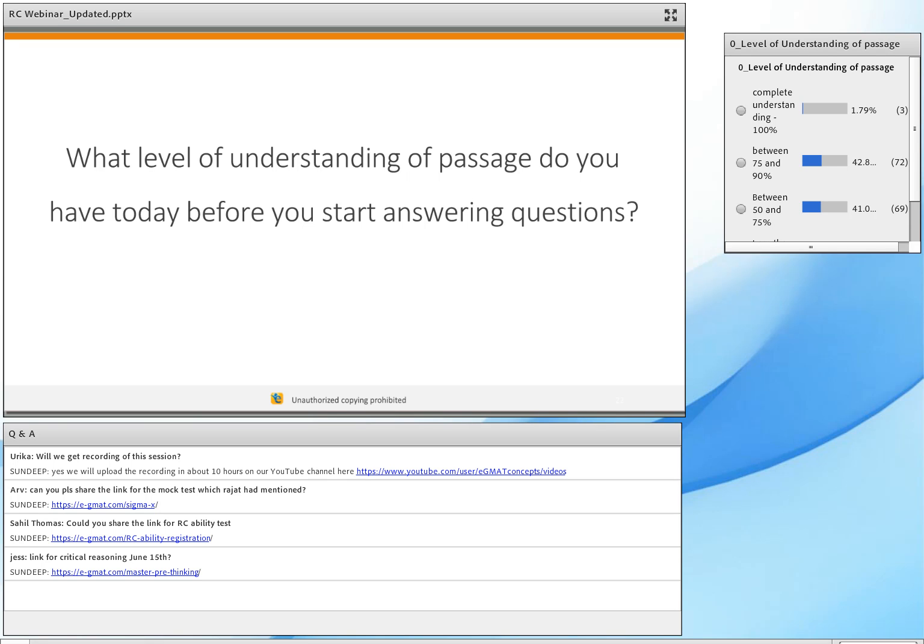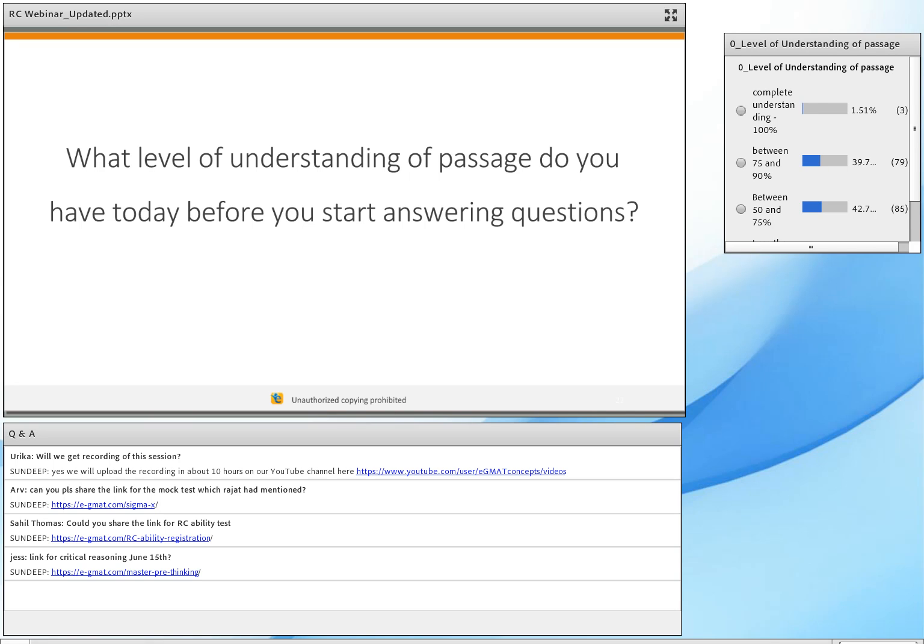So between 75 and 90, 43% of you say that. 50 to 75, 41% of you say that. And less than 50, that's about 15% of you. Now, it's really important when you get multiple data points to correlate them with prior data points. And when I look at the data, when I asked the question what's your ability level in GMAT RC, about 40% of the class was below the 60th percentile level, and then another 30% did not know their RC ability.